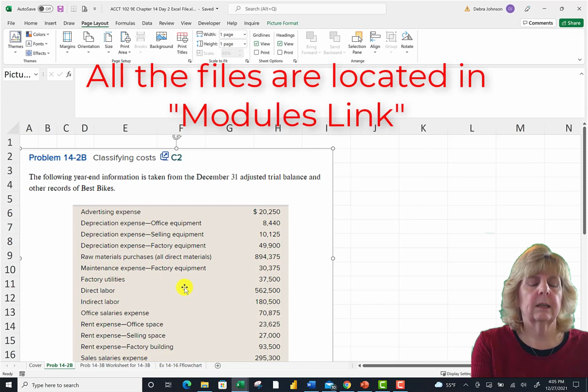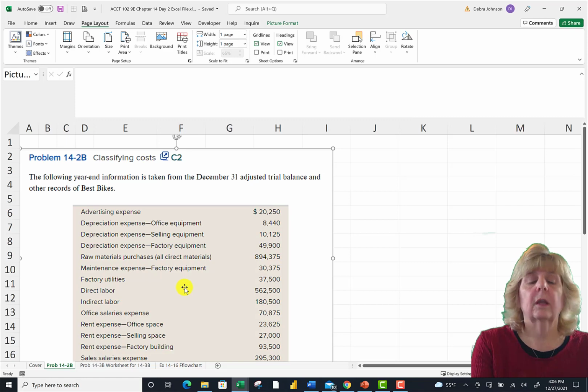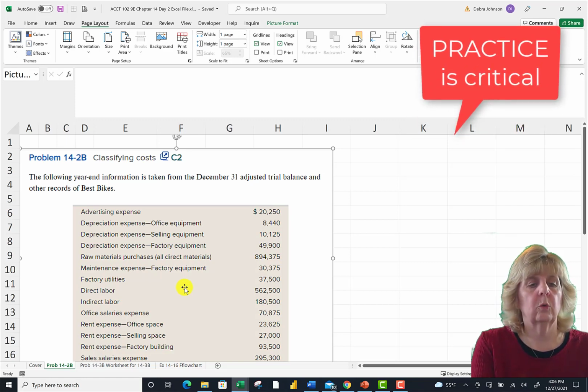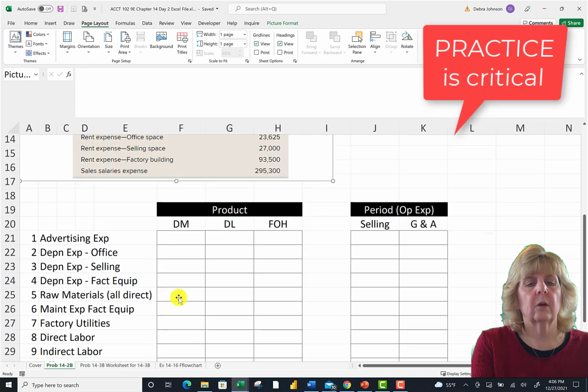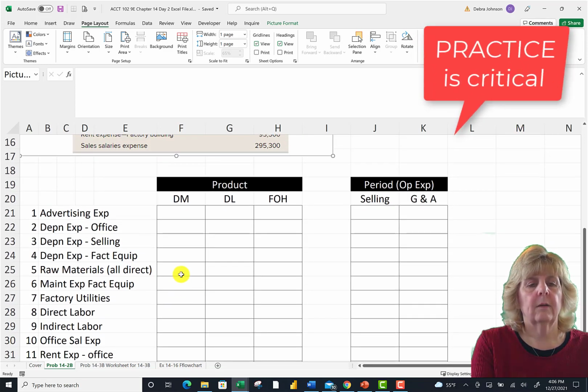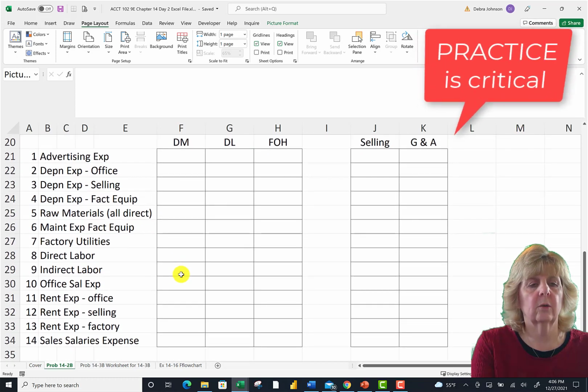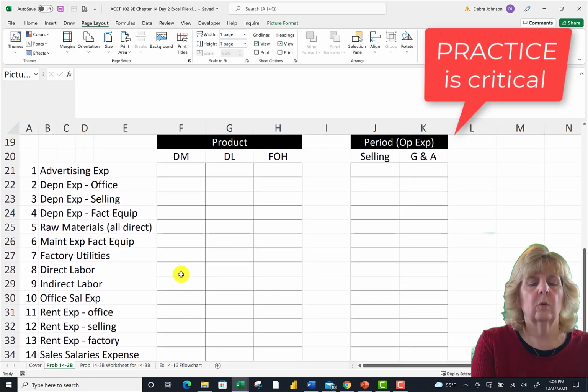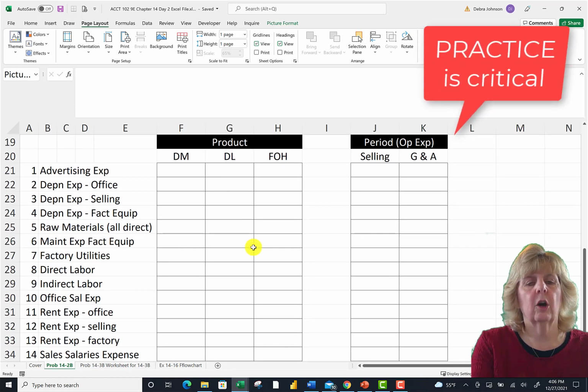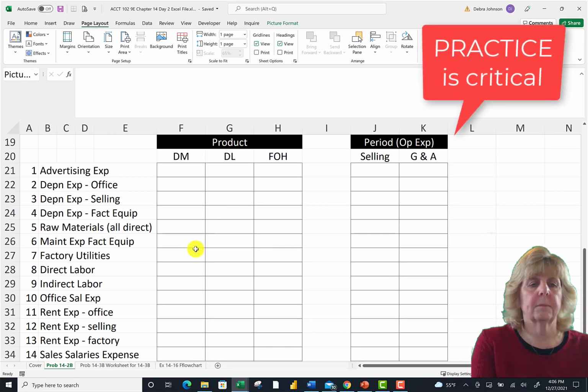So again, the Excel files are also located in the modules link. I would encourage you to work through them either on your own after the lecture or with me as you watch the lecture. And as I scroll down here, you'll notice that I have, for simplicity reasons, just listed the costs going down the left, and will classify them in the columns that I gave you to do that.